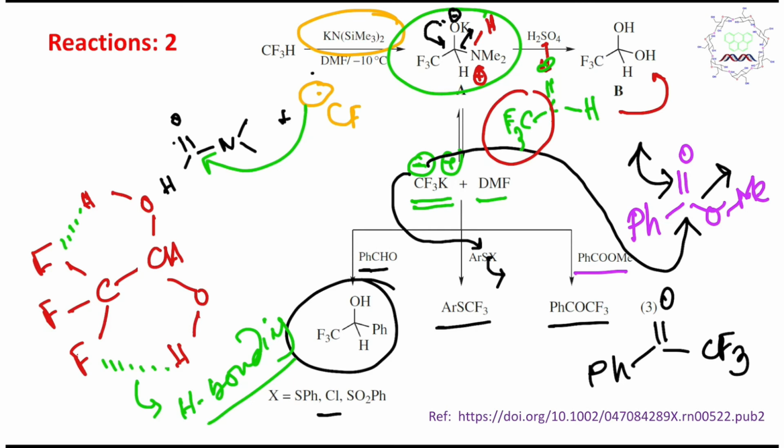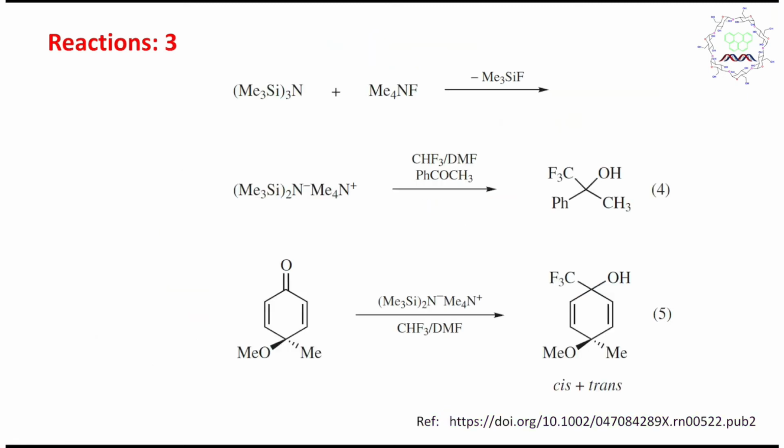Not only that, you can remember these examples, sir, not CF3, CCl3, chloral hydrate. This aldehyde forms gem diol, and in the gem diol there is hydrogen bonding. Now, I guess you have understood this. Next, go to the next slide.